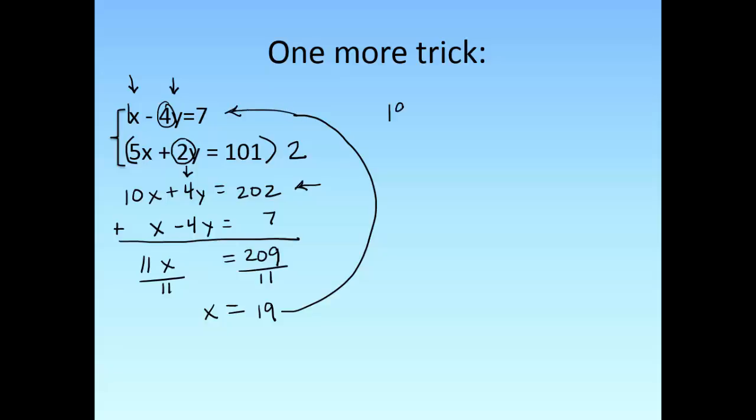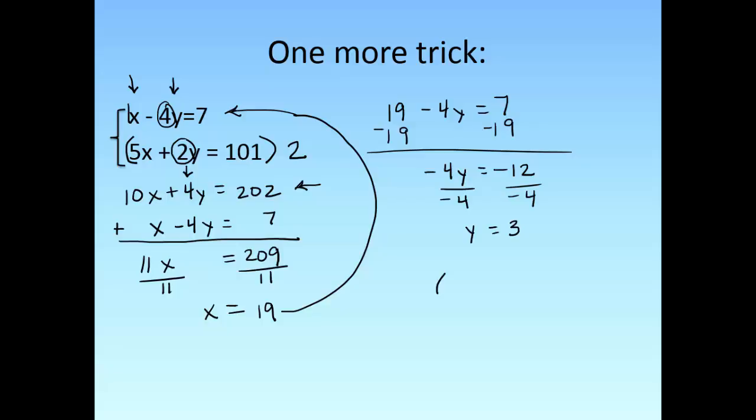So that turns into 19 minus 4y equals 7. And we just solve. So subtract 19, and that is negative 12. Divide by negative 4. So it looks like y is 3. Our answer should be 19, 3. We need to plug it into the other equation we haven't used to verify. So I'm going to plug it into that.